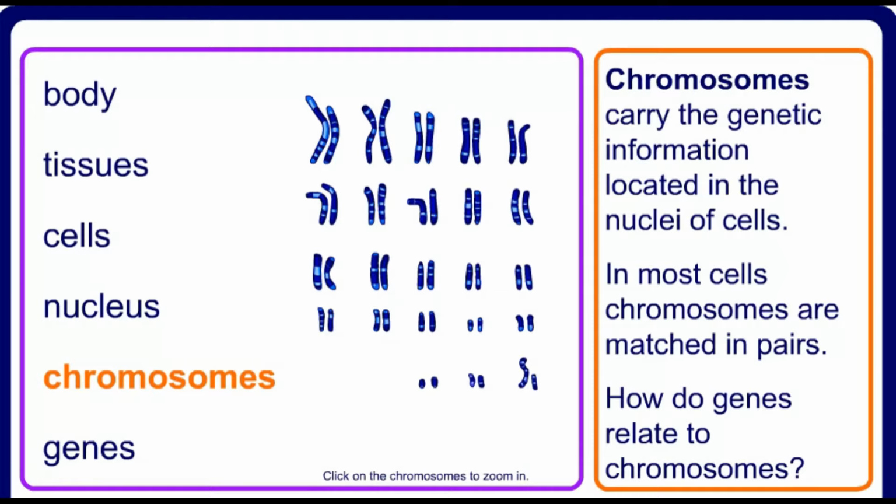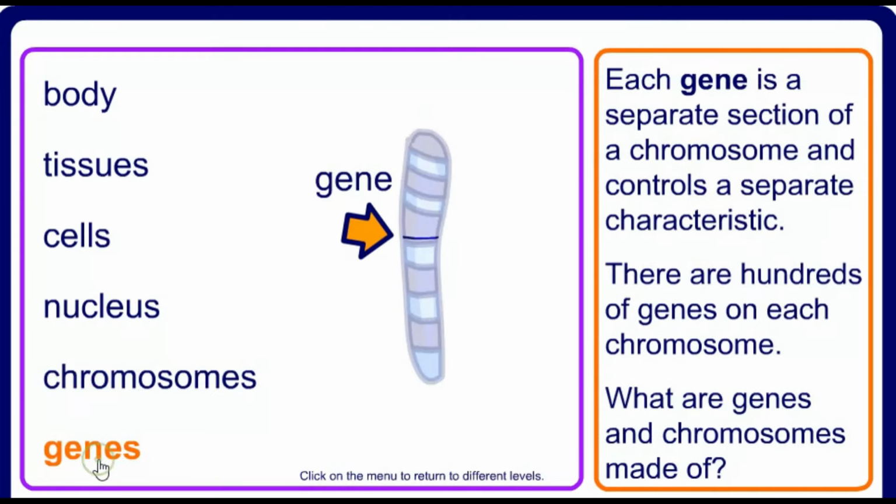And how do genes relate to chromosomes? Genes is a separate section of a chromosome and controls a separate characteristic. There are hundreds of genes on each chromosome. What do you think are genes and chromosomes made of? That is what we are about to find out as we go on with our discussion.